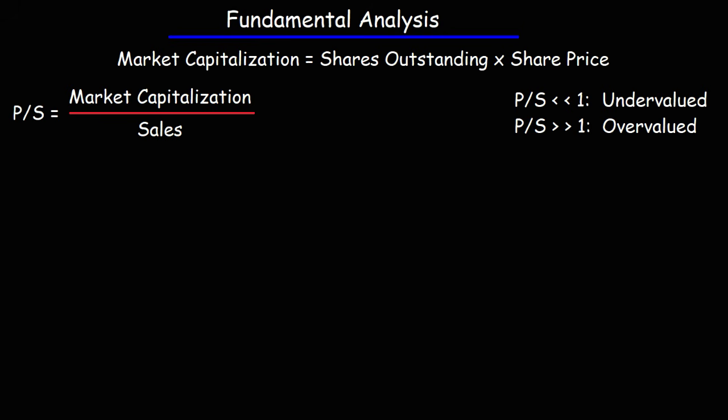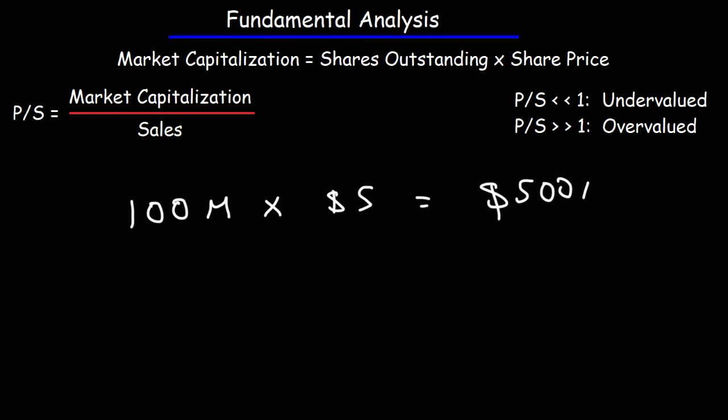So the first thing you need to know is market capitalization. Market capitalization tells you the value of a company. It's the product of the shares outstanding times the share price. So let's say if a company has 100 million shares that are being traded. These include restricted shares as well. And let's say the price of each of those shares is $5. So the market capitalization of that company would be $500 million.